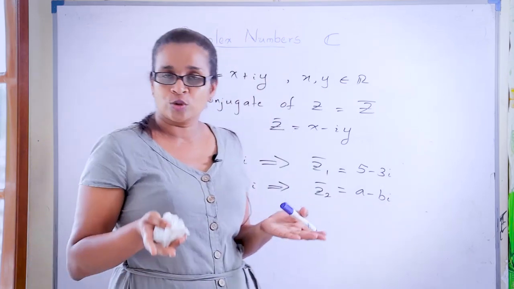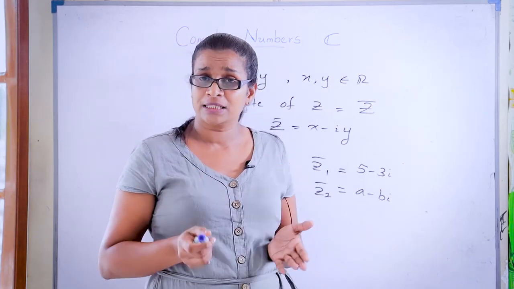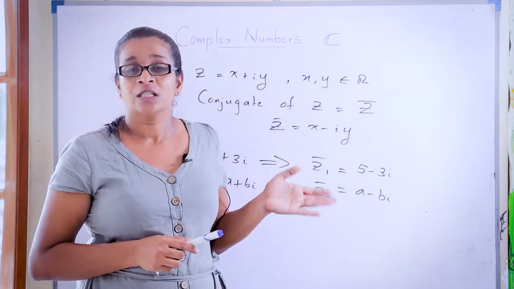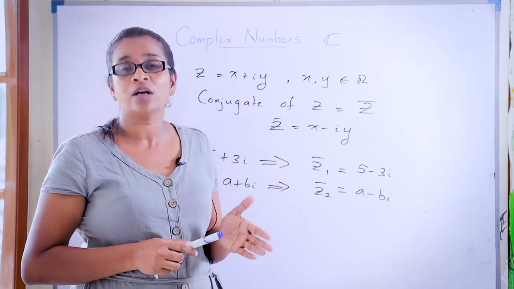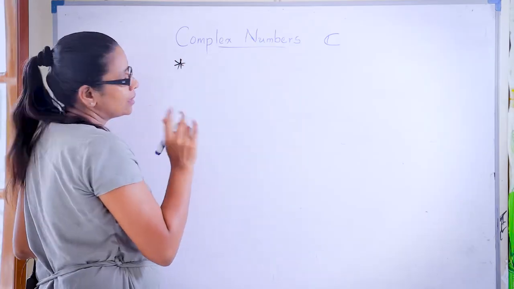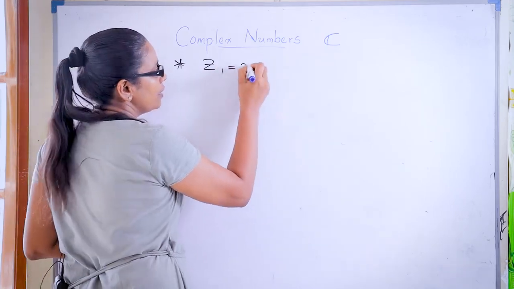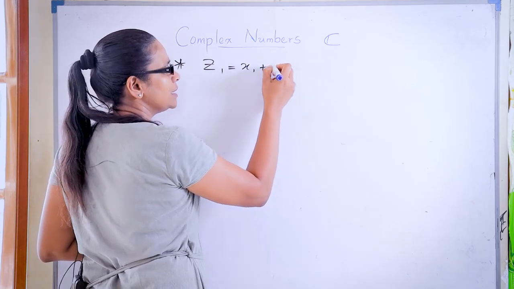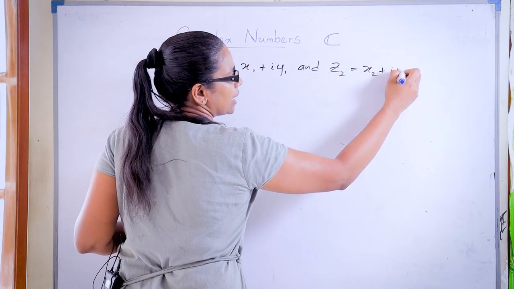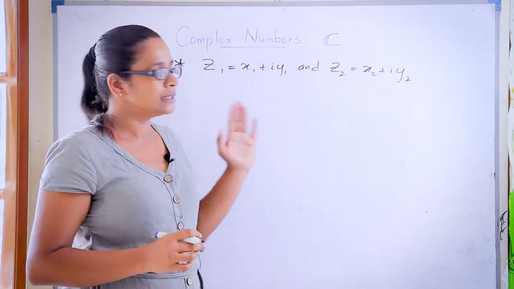Now we are going to talk about how to do mathematical operations using complex numbers. As you know, addition, subtraction, multiplication and division are considered the basic mathematical operations. You can do all those operations using complex numbers too. So we are going to talk about how to do those operations. First, let's consider two complex numbers Z1 and Z2. Z1 I'm going to write as x1 plus iy1 and Z2 as x2 plus iy2.